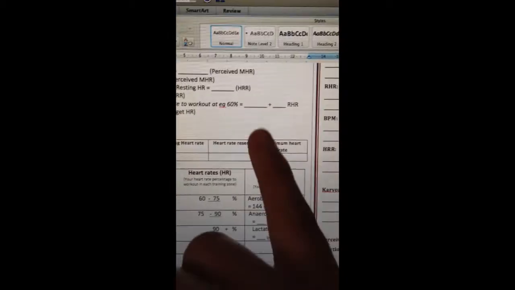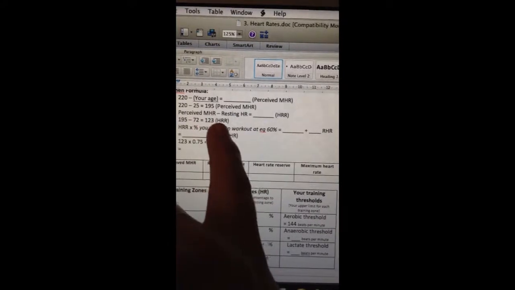Okay, I'm not finished yet because you can see here there's an extra thing, so I've got 92 plus my RHR. Remember, my RHR, where is it?